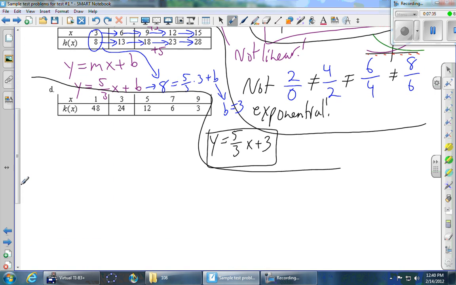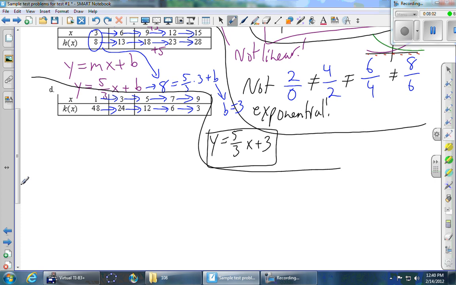And then finally part D, same idea. If we look at the increases in the x's, looks like these are all plus 2s. And the y's, let's see, that's down 24, that's down 12. Not linear, because it's not the same difference. But I do notice that it sure feels like every time we take a step to the right on the y's, we're cutting in half. And so that feels quite exponential.